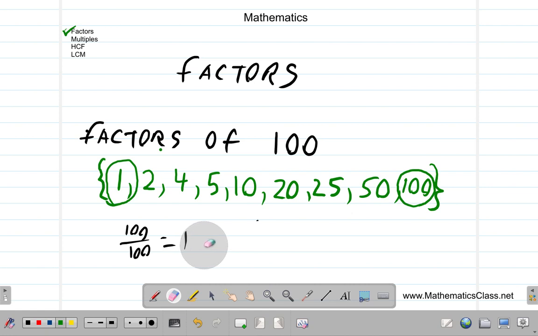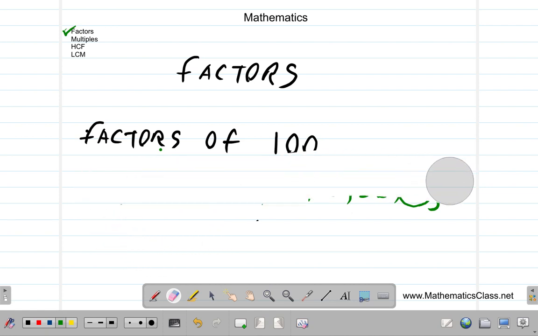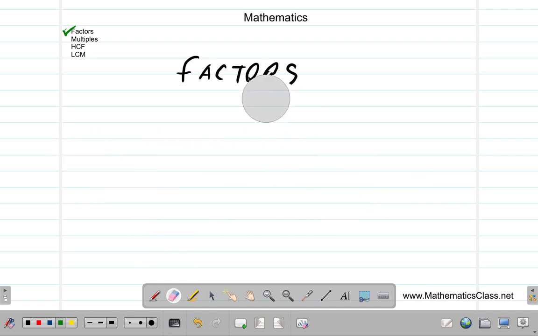Then next in line, we have what we call multiples of numbers. Alright. Multiples.